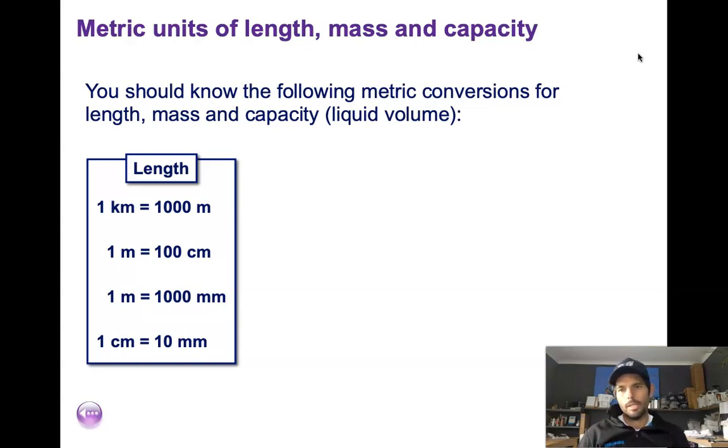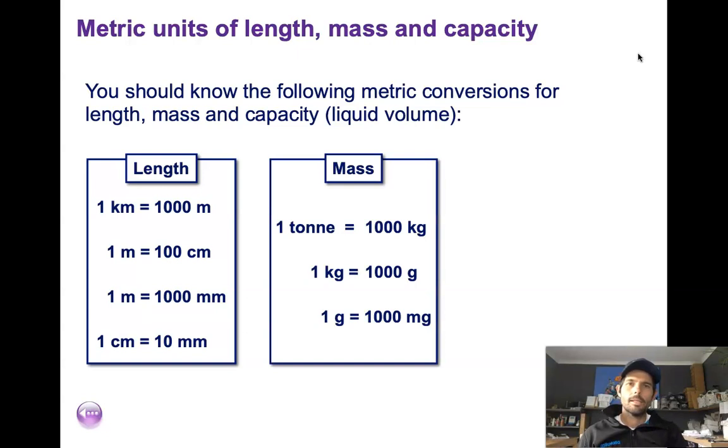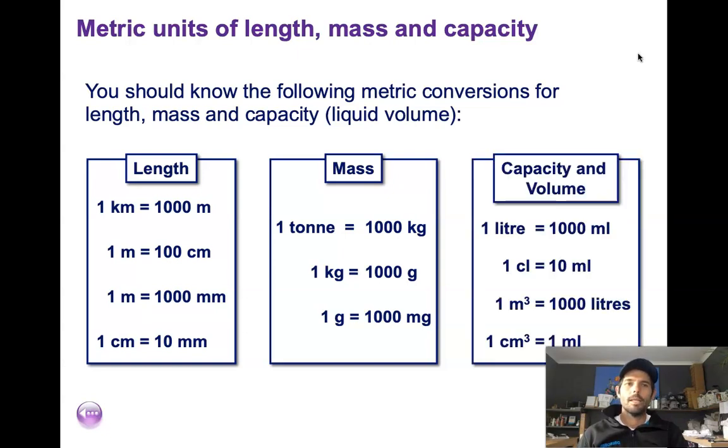For mass, a ton is 1,000 kilograms, a kilogram is 1,000 grams, and 1 gram is 1,000 milligrams. And for capacity, you've got 1 liter, which equals 1,000 milliliters. A centiliter is 10 milliliters. 1 meter cubed is 1,000 liters. And 1 centimeter cubed is 1 milliliter. So the last two there, the meter cubed and the centimeter cubed, might be 2 new things that you might be seeing today.